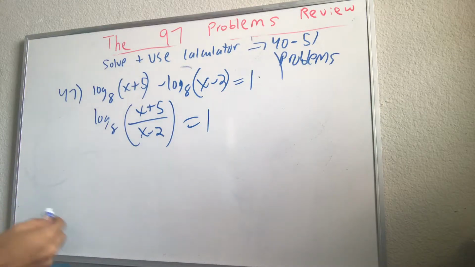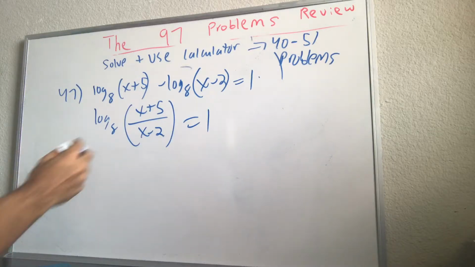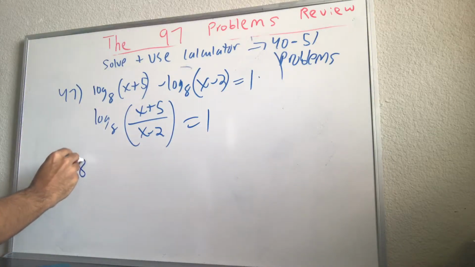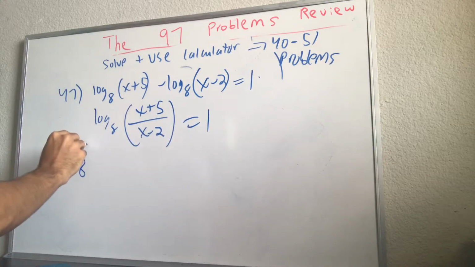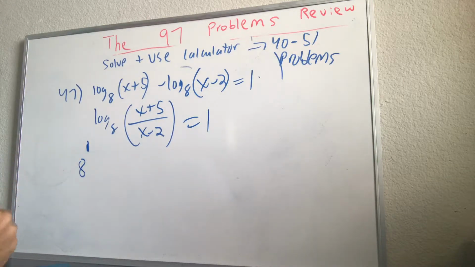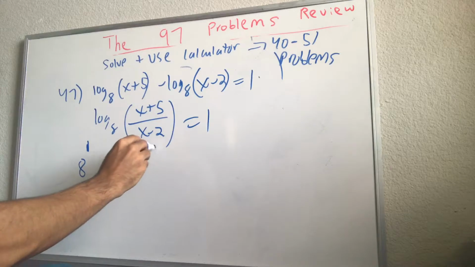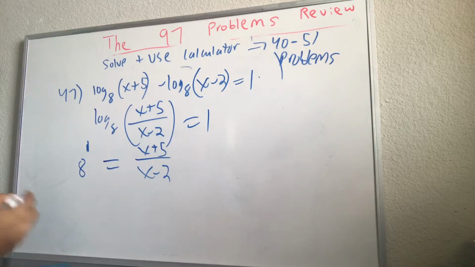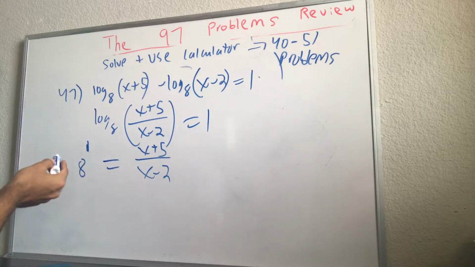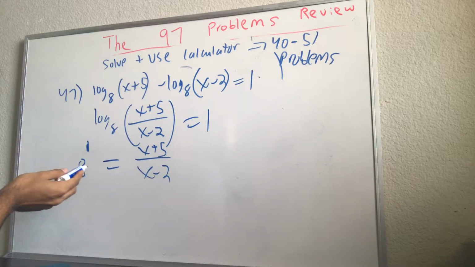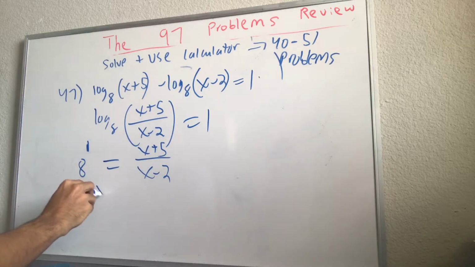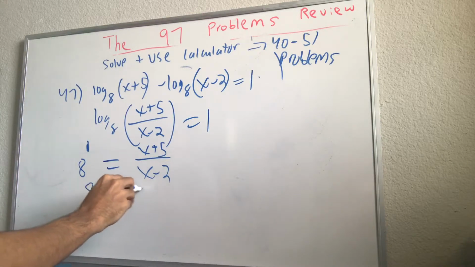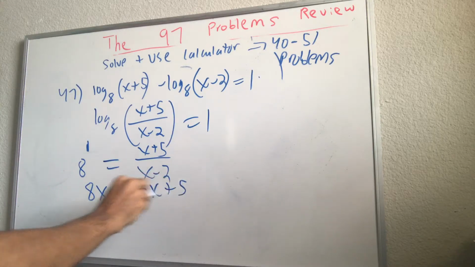And now the thing is, you're really trying to convert this into the exponential form, right? So you know that this is the base of the exponent, and 1 is your exponent, so a to the power of 1 must equal (x plus 5) divided by (x minus 2). Now this becomes more of an algebra problem, right? You have 8 to the power of 1, that's just 8. Multiply both sides by x minus 2, you get 8x minus 16 is equal to x plus 5.